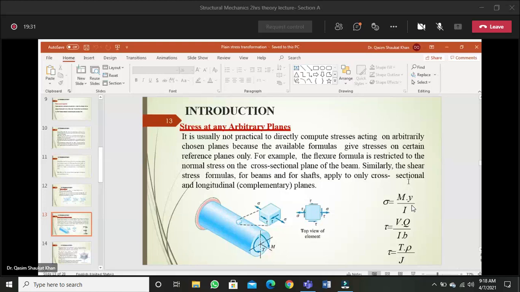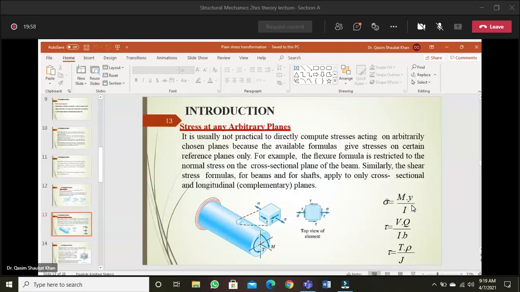Similarly, the shear stress formula, which you have studied for the shafts and for the beams, is only applicable to the cross-sectional and the longitudinal planes. It is only applicable to cross-sectional and longitudinal planes. So let's have a look at this flexure theory or flexure formula.